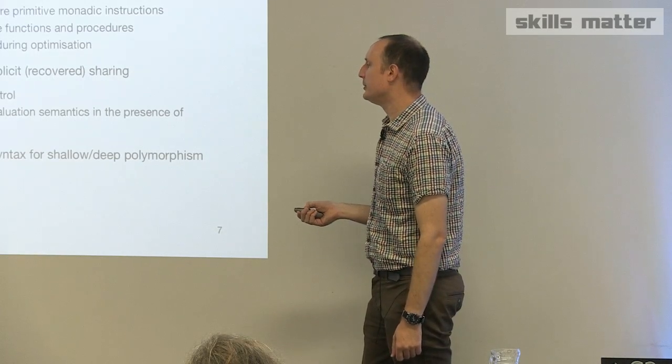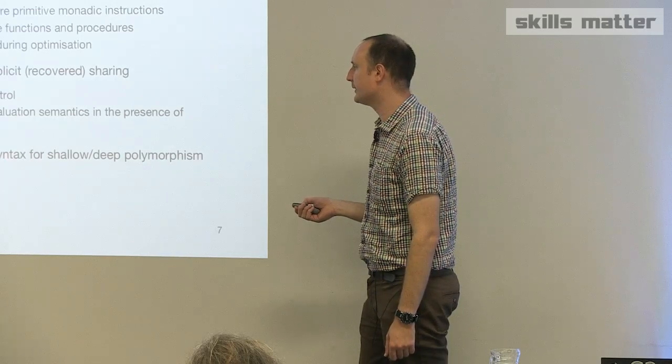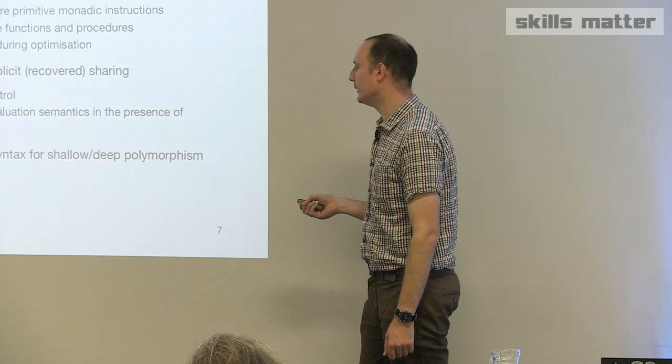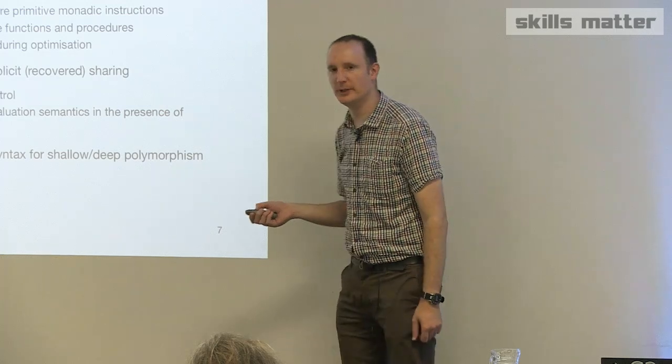Leonard, just before he left, had suggested to me that I overload the language, make it all polymorphic, the whole lot, and then I can get an evaluator for free, kind of a shallow, deep polymorphism.